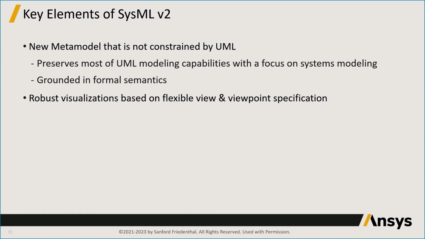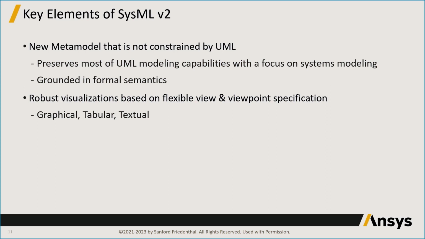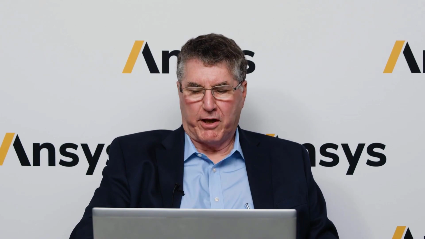The second key element is the ability for SysML v2 to enable very robust visualizations. There's a flexible view and viewpoint specification. Currently, those visualizations are more or less similar to what we had in SysML v1, but the ability for tool vendors to extend this capability to make much more engaging visualizations is there. So we're looking to the tool vendors to take advantage of this mechanism and provide those much more engaging visualizations. Now, in SysML v1, we had graphical and tabular views. In SysML v2, we have the graphical and tabular views, but we've also introduced a textual notation, which again we found to be very useful to complement the graphical representation.